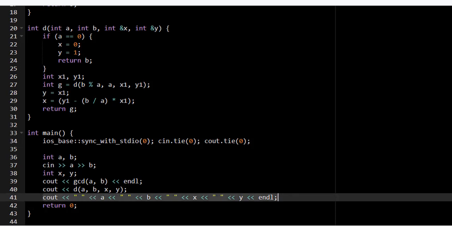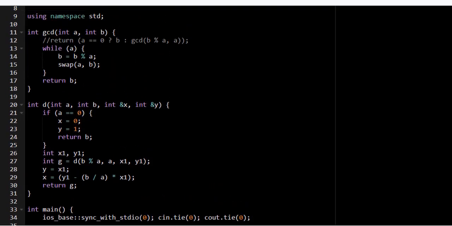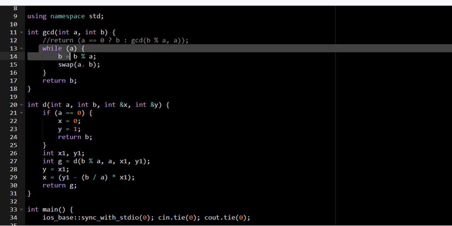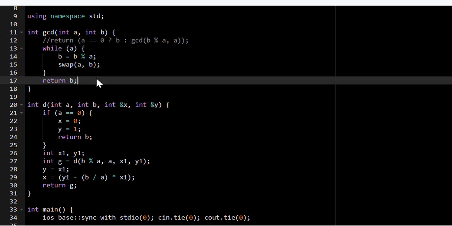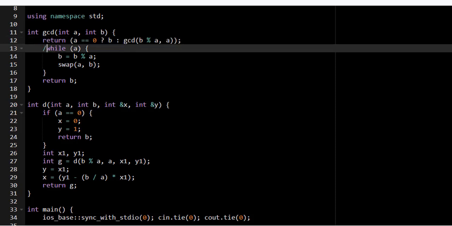Okay, so first let's analyze the function GCD, which is to compute the greatest common divisor of a and b. So we have two possible implementations. We have this one that I have commented, which is the recursive one, and this one that is not recursive. So for competitive programming, I would recommend using this one instead of this other one.